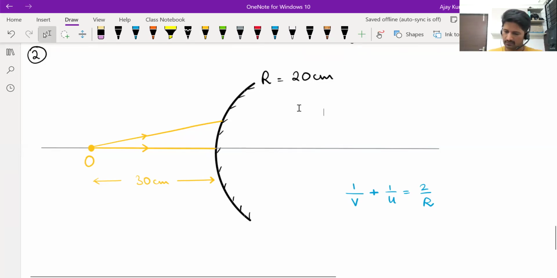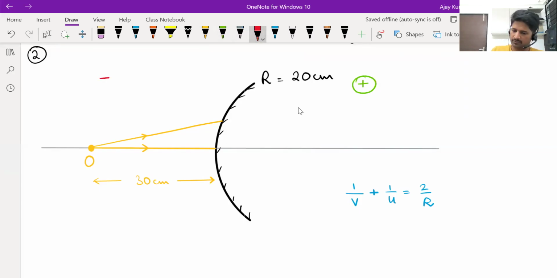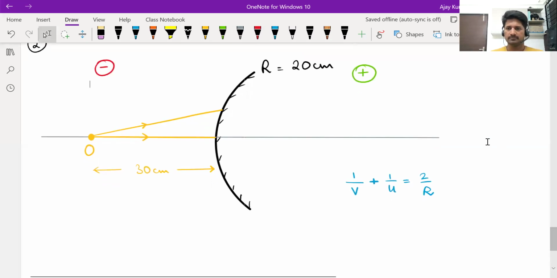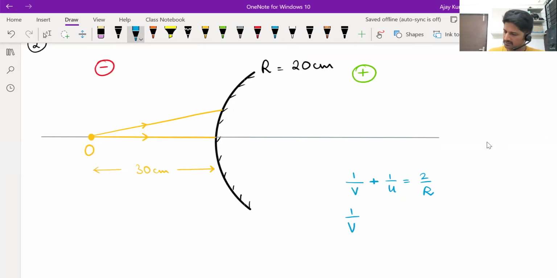Okay. Again, rays are traveling to the right side. So anything to the right of the pole will be positive. Anything on the left of the pole will be negative. That's the first thing you need to fix. Image distance is what we need to calculate. Let it be as it is.